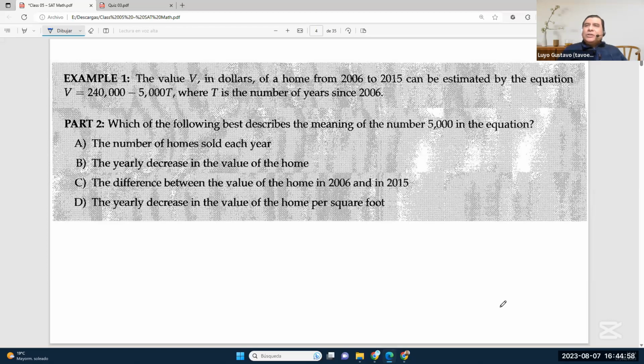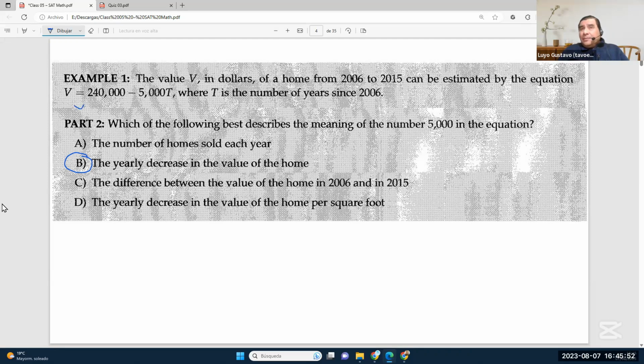Well, having mentioned the interpretation of the linear equation with variables x and y, and what's the meaning of the slope, what's the meaning of the y-intercept, what should be the answer here? Okay, very good again. Lucian is right. The yearly decrease in the value of the home. Because think about this. If t is the number of years passed since 2006, what happens when t is 1? That is 1 year later, what will be the value of the house?